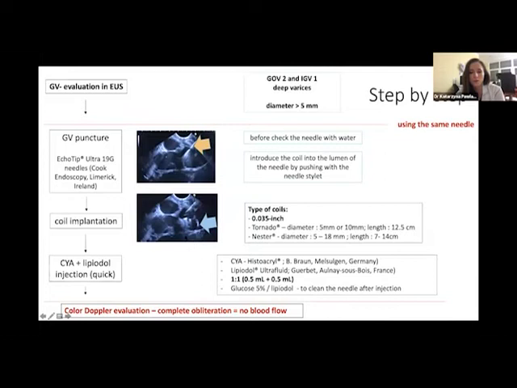And after the coil injection, we place an adequate number of coils. We perform the injection with a mixture of Histoacryl glue and lipiodol. Then after this, we flush the needle with lipiodol to clean the lumen of the needle from the mixture. And after the whole procedure, we perform EUS color Doppler evaluation to check if complete obliteration was achieved.